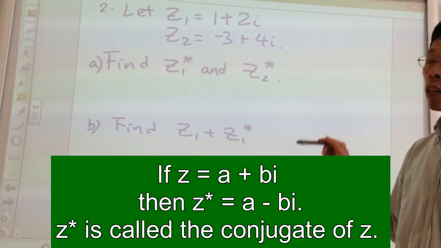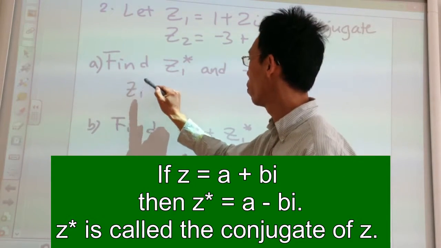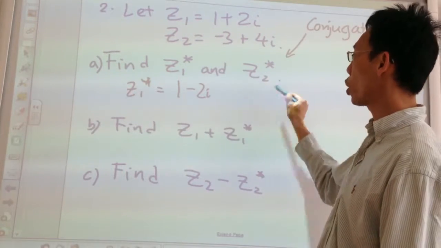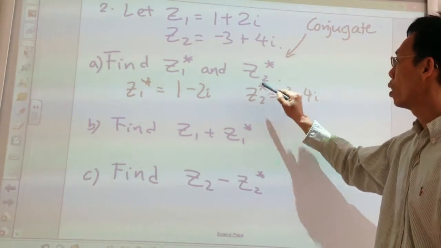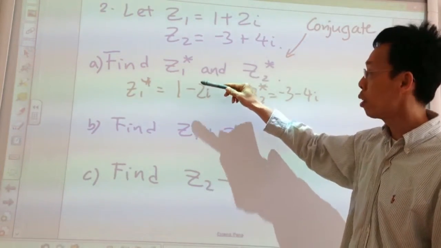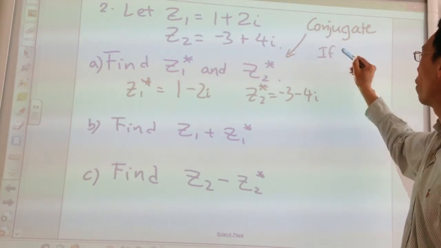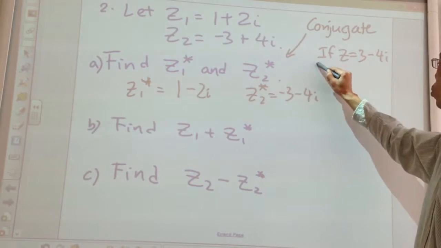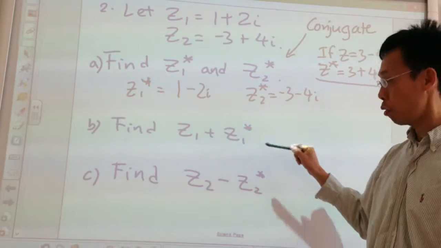This particular symbol means conjugate. The conjugate of z1 is going to be 1 minus 2i. And the conjugate of z2 is -3 minus 4i. What it means by conjugate is that the sign in the imaginary part switches, from positive to negative and from negative to positive. So if I have z being 3 minus 4i instead, then the conjugate in this case will become 3 plus 4i. Let's try out these two questions by yourself.